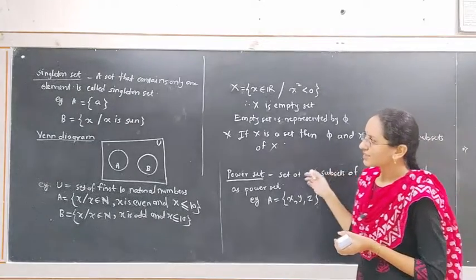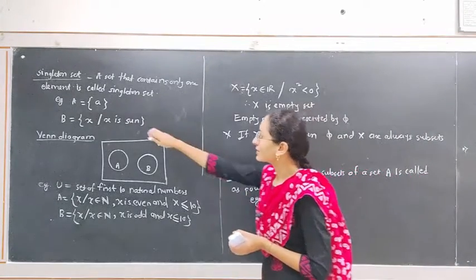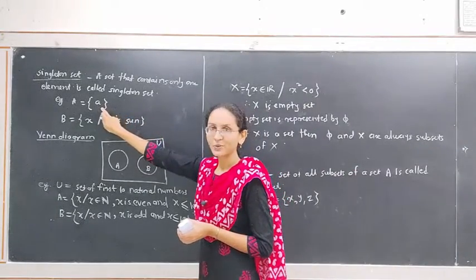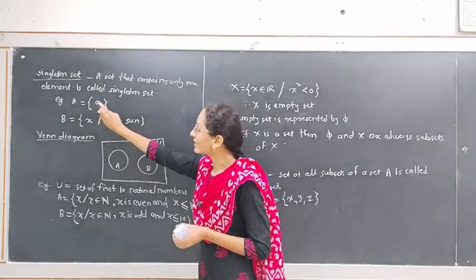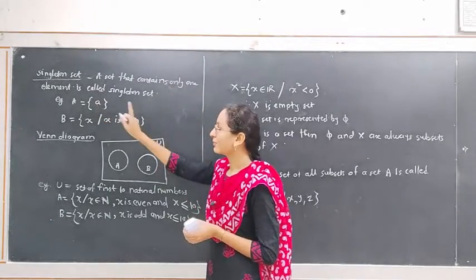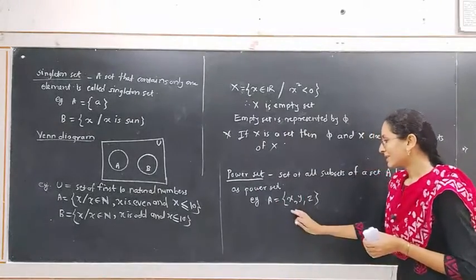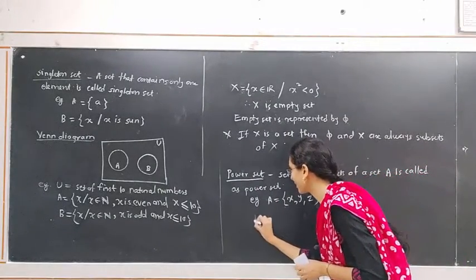You can consider any set. For example, this is a singleton set A. The empty set is a subset of this set, and this set consists of one element. Therefore, the set A is a subset of itself. This is the set. We write its subsets.